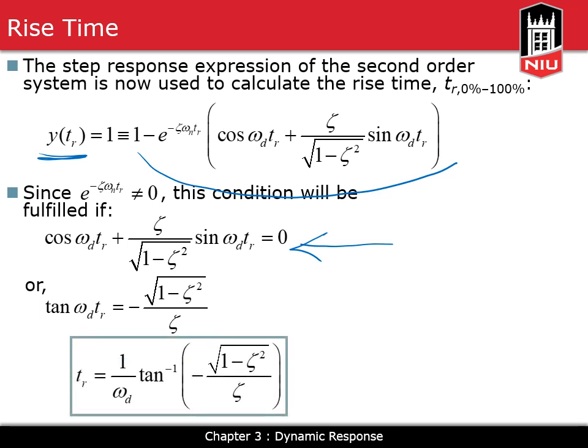Let me erase this. Based on this, we can just divide both sides of the last equation we found by omega d, and we have our formula for rise time: 1 over omega d times inverse tangent of negative square root of 1 minus zeta squared over zeta. Keep in mind that when you want to use this formula, the inverse tangent should be in radians and not degrees.